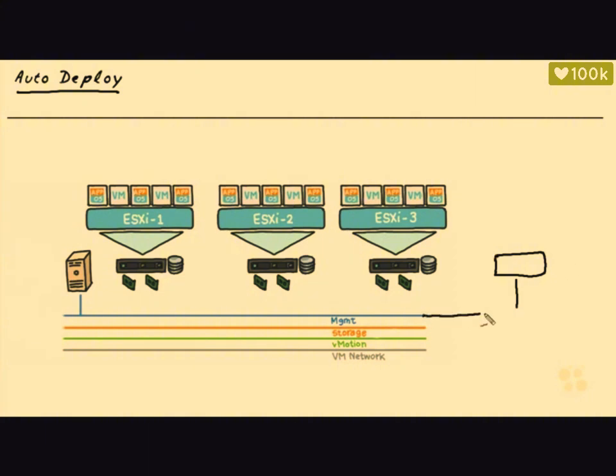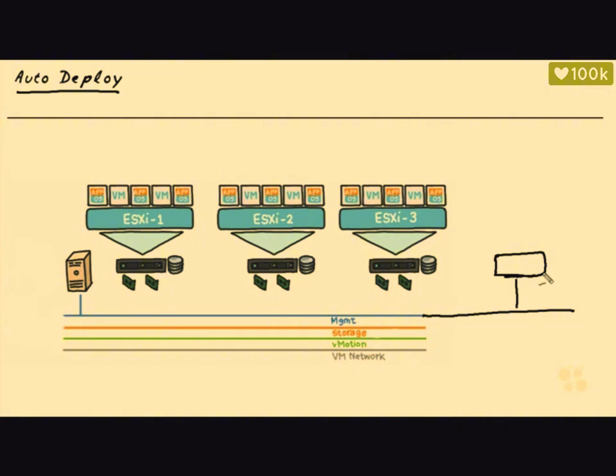And another cool thing about auto deploy is that if we had changes, for example, some software update or a patch or an upgrade, what we could do is associate those changes, those software updates and patches, with the image profile that we're using as part of auto deploy. And then the next time this ESXi host boots up and goes through the auto deploy process, it's now getting the new updated software.